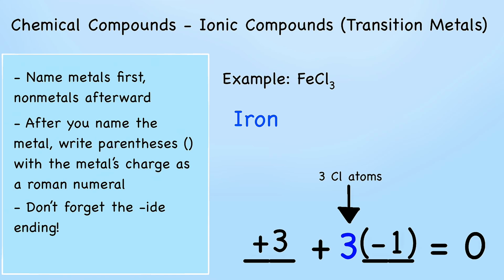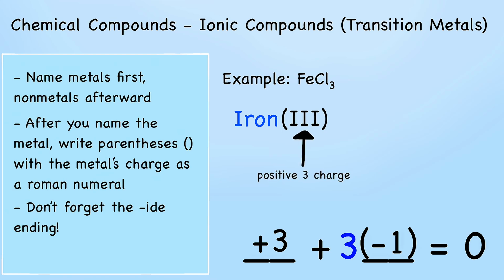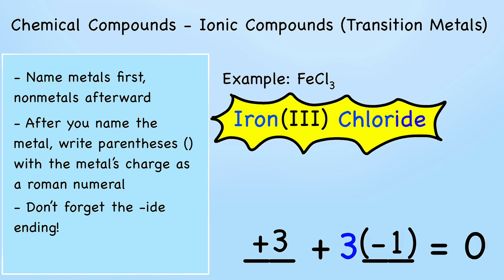Start with the metal, iron, then add the parentheses with a numeral 3 inside because there is a +3 charge. After, add the nonmetal with the ending "ide." The answer should be iron(III) chloride.